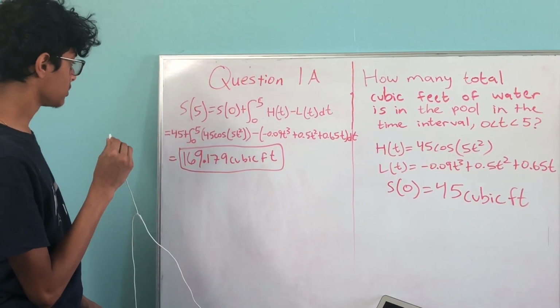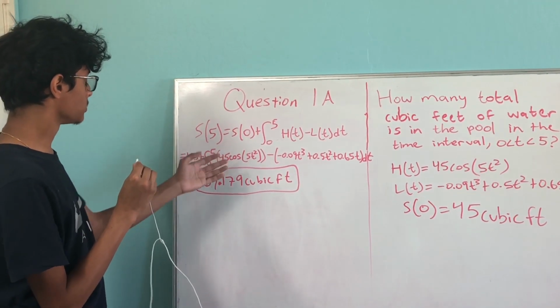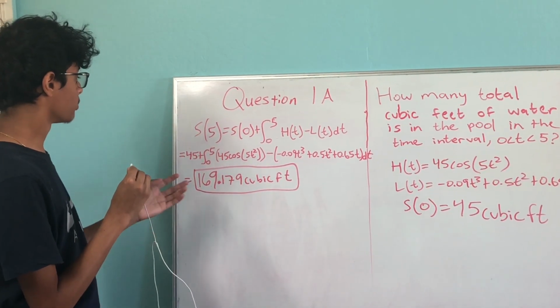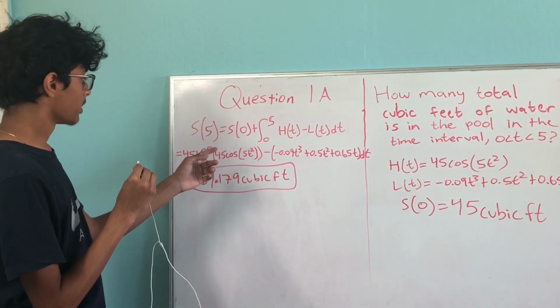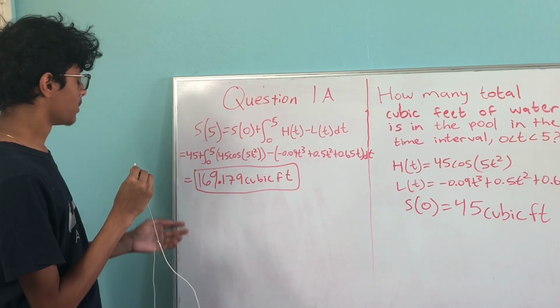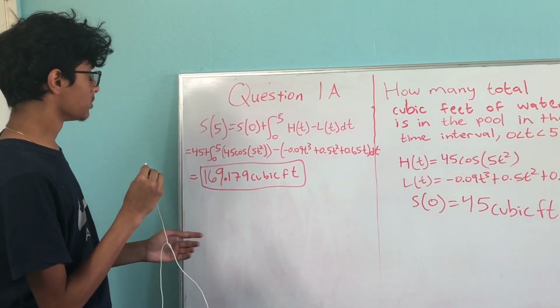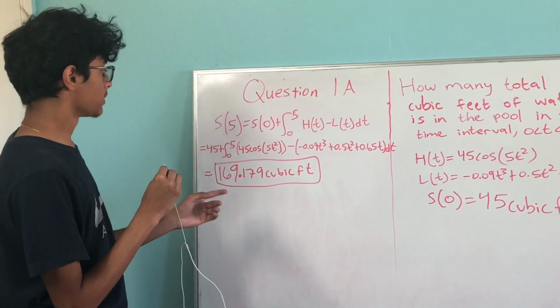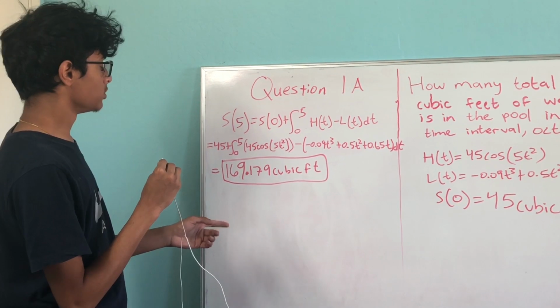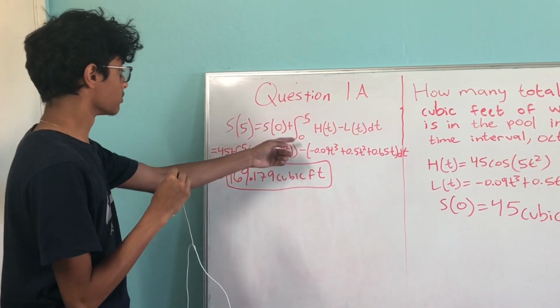Alright, so first let's start off by making an equation. S of 5 equals S of 0, which is the initial amount of water inside the pool, plus the integral from 0 to 5 of h of t, which is the rate of water going inside the pool, minus L of t, which is the rate of water going outside the pool. So h of t minus L of t gives you the amount of water that's in the pool in the interval from 0 to 5.